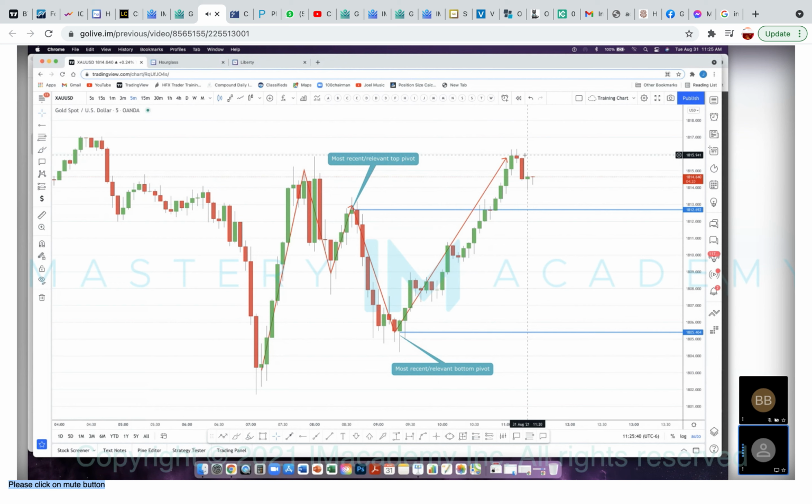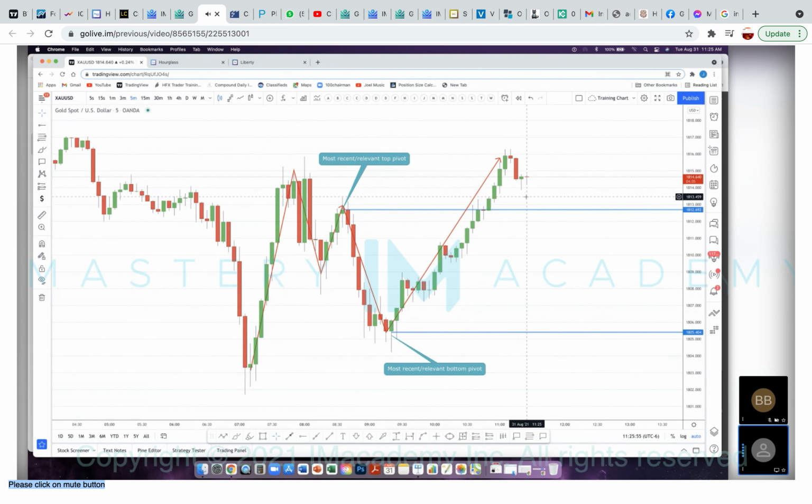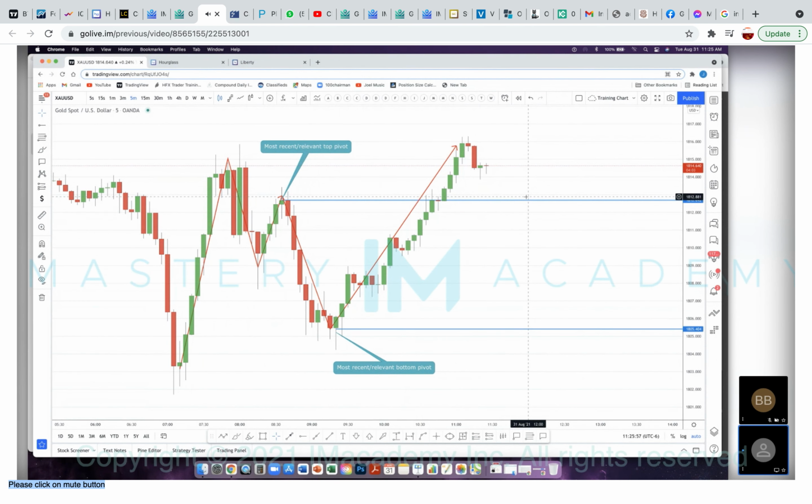So that is why we look at the most recent or relevant top and bottom pivot points in the market, or these areas where prices change directions, because this gives us something to go off of. So we can say, if we have a breakout above a top pivot or below a bottom pivot, then we can look for areas of interest where price might come back down and respond. And this is where our little zones can be handy.